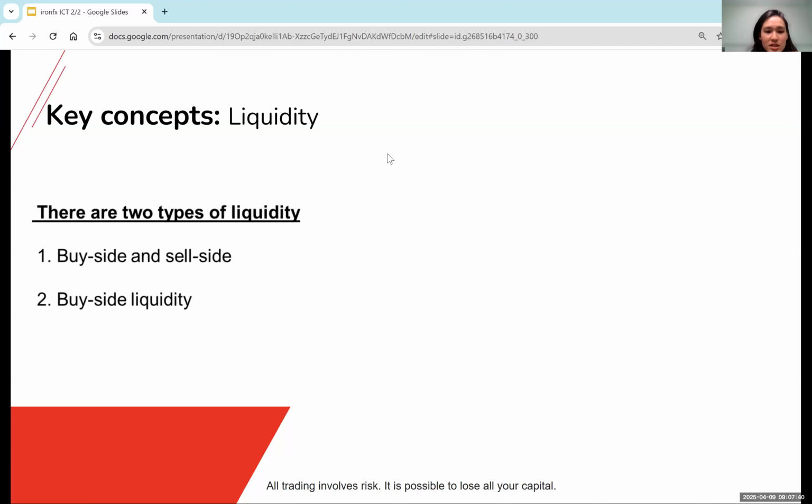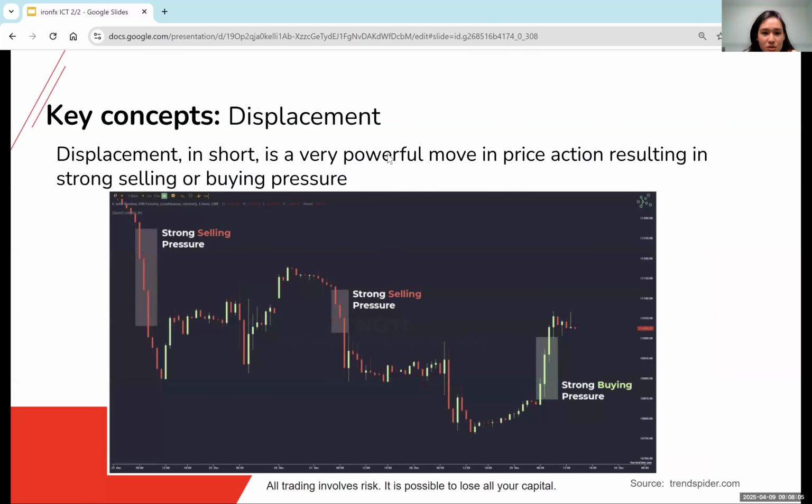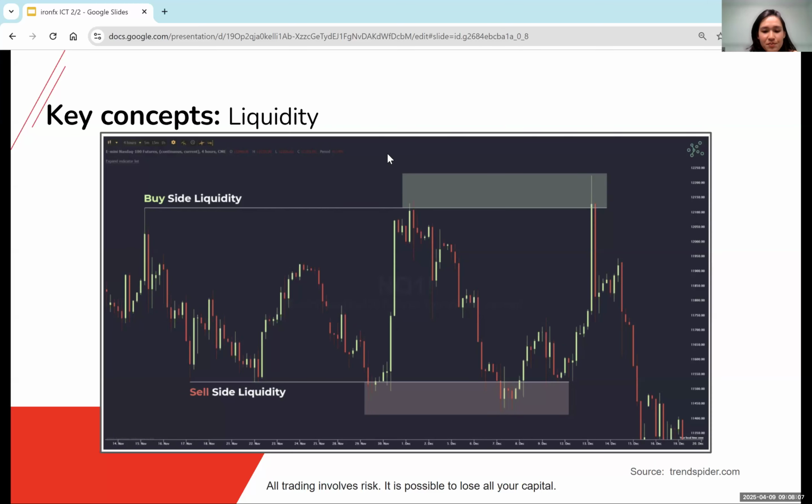Okay, so the first concept is liquidity. There are two types of liquidity, buy side and sell side. Here's an example of buy side liquidity. Buy side liquidity basically represents a level on a chart where short sellers have their stops positioned. Sell side is just the opposite of this. It represents a level on the chart where long traders will place their stops.